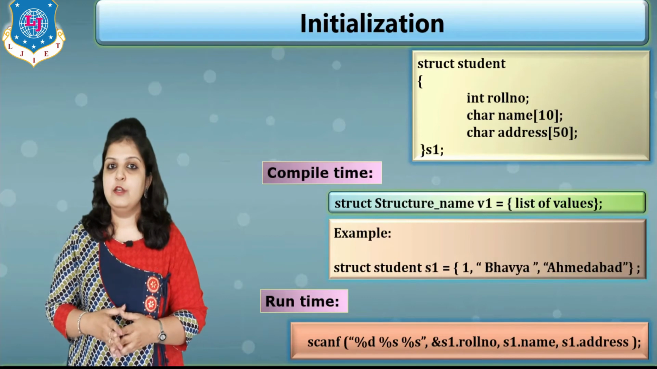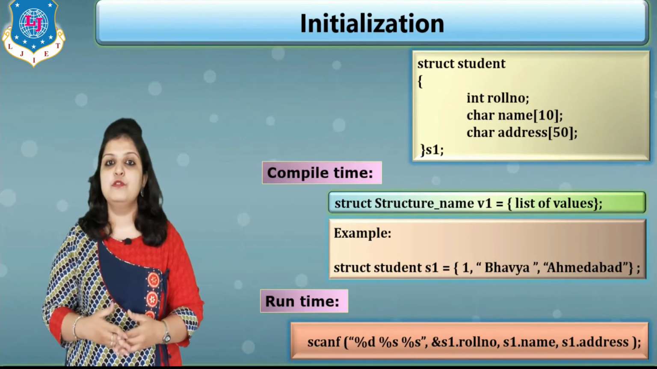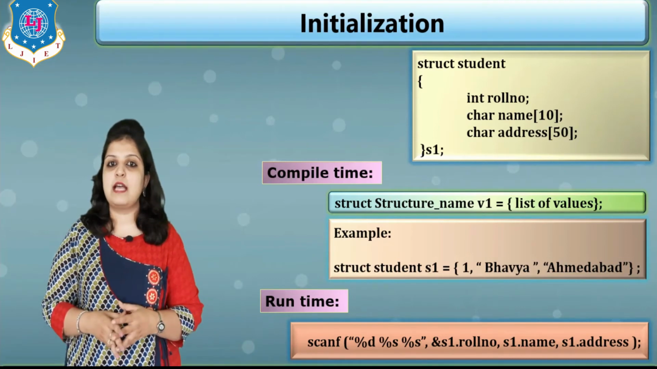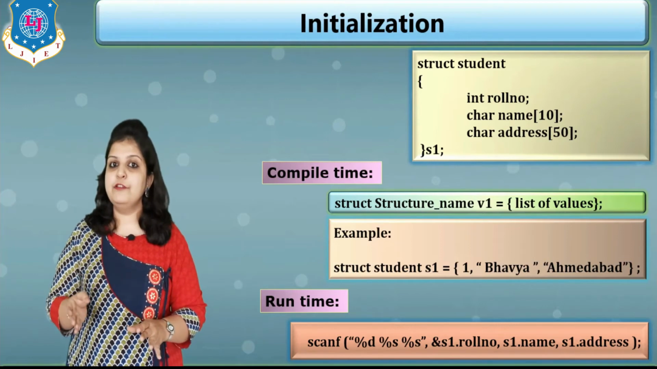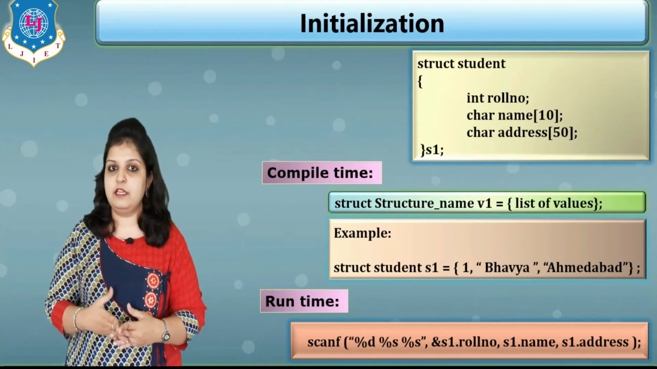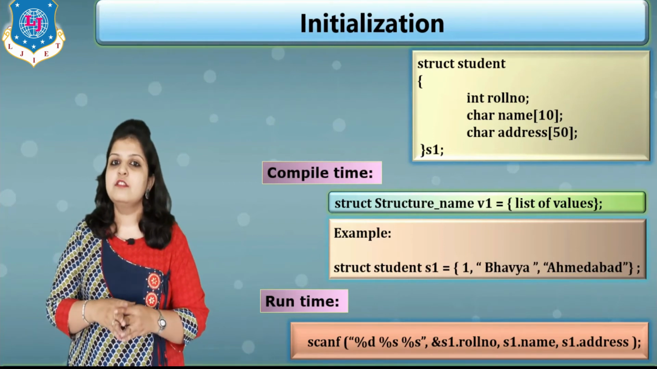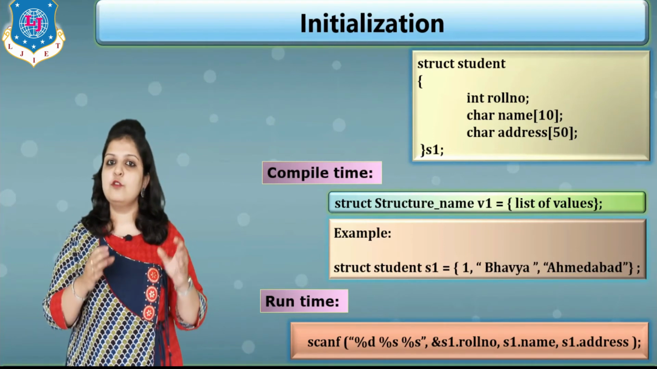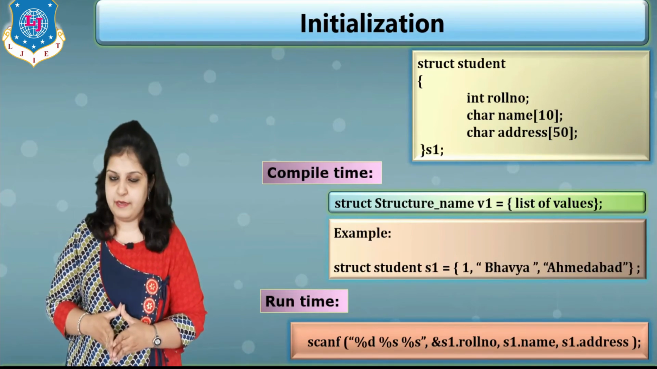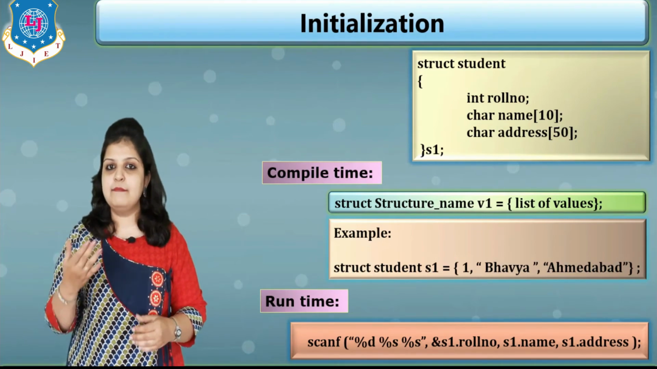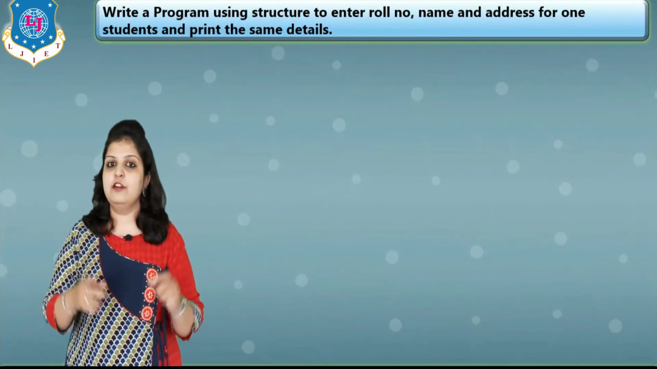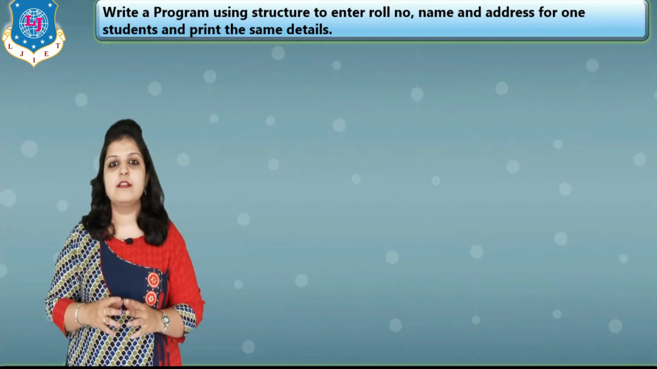And one more thing you have to remember, that when you use a string then the ampersand sign is not required. When you use another data type instead of string, then in the scanf function you have to use the ampersand symbol. So remember this thing. So our initialization part is completed. Now let's see one example of how we can write the whole program using our structure.